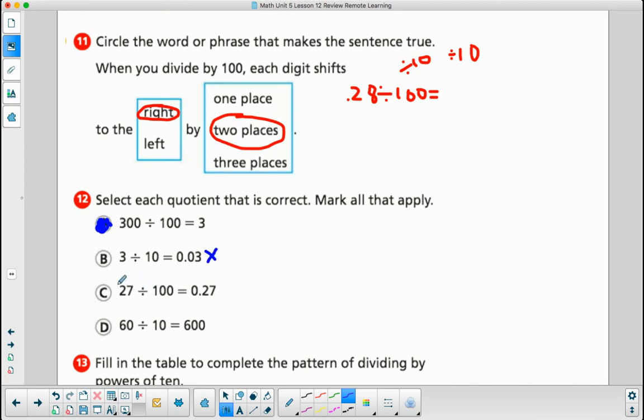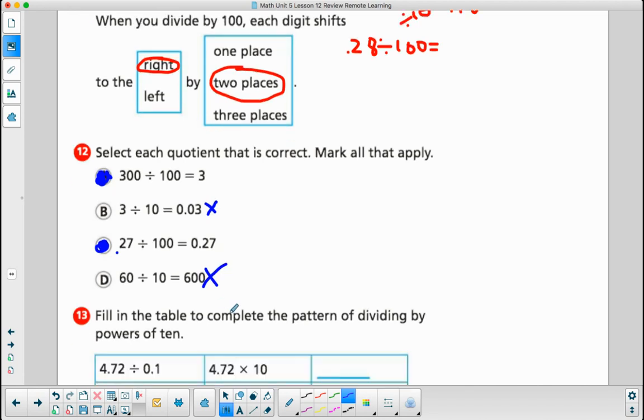27 divided by 100 shifts the digits 2 places to the right, which just puts my decimal in front of the 2 to make 27/100. So C is correct. 60 divided by 10 would shift the 6 1 place to the right, which would put it in the ones. They shifted it 1 to the left, so that's not correct.